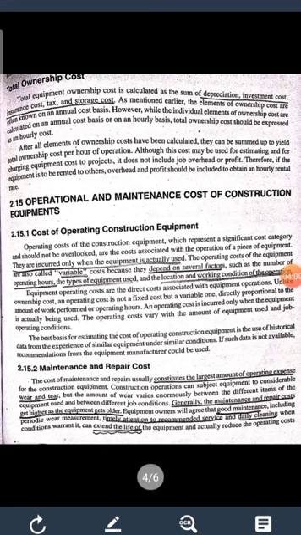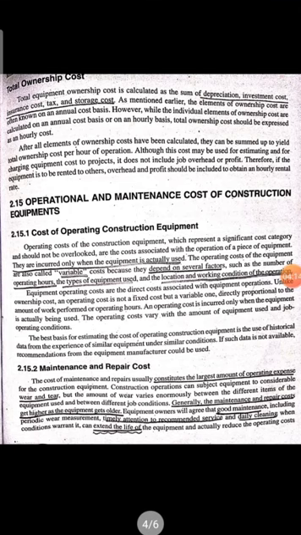So total ownership cost is nothing but the depreciation, investment cost, insurance cost, tax and storage cost put together. So now let us move on to the second type of equipment cost, which is nothing but the operational and maintenance cost. You can see it in the flowchart again, the second topic.